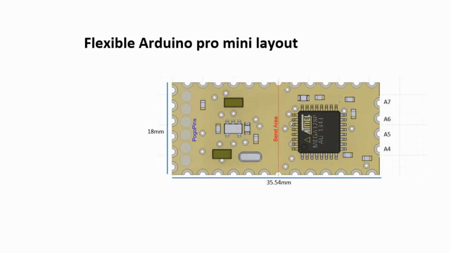In this video, we will be making an Arduino Pro Mini flexible PCB on EasyEDA software by JLC PCB, and then we will order that PCB on PCBWay. So let's get started.